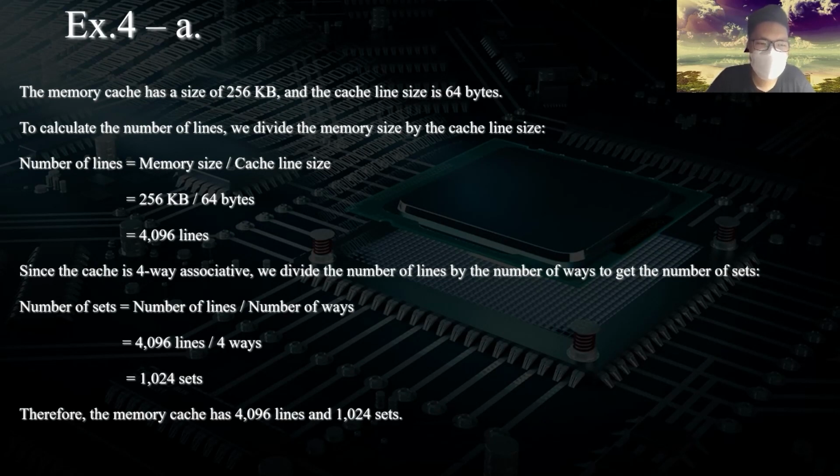Since the cache is four-way associative, we divide the number of lines by the number of ways to get the number of sets. Number of sets equals number of lines divided by number of ways: 4096 lines divided by 4 ways. We have 1024 sets. Therefore, the memory cache has 4096 lines and 1024 sets.